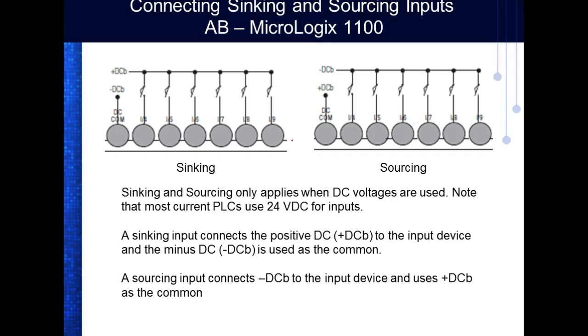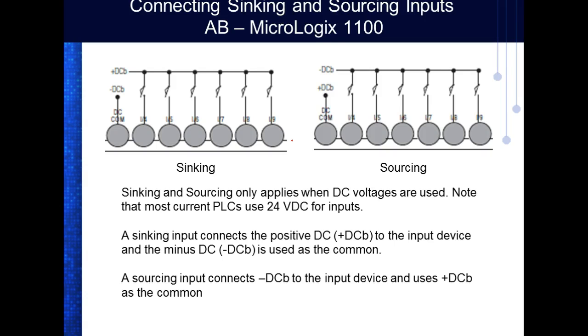I didn't write that down. This came out of the 1100 PLC manual. Allen Bradley calls the plus the DC bus. So we have plus DCD, which would be the plus DC bus, and minus DCD would be the minus DC bus. This is what I would want to do if I wanted to hook them up sinking. I would use a negative common. If I wanted to hook these up sourcing, I would use a positive.